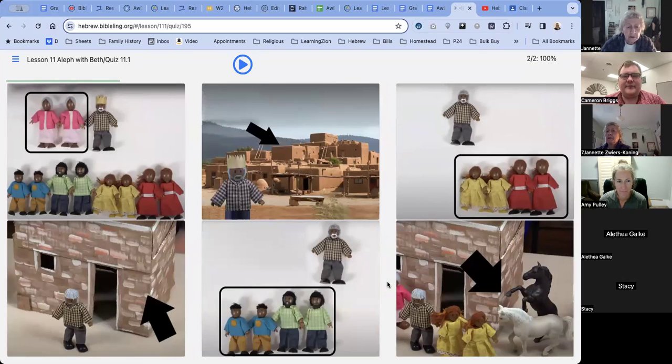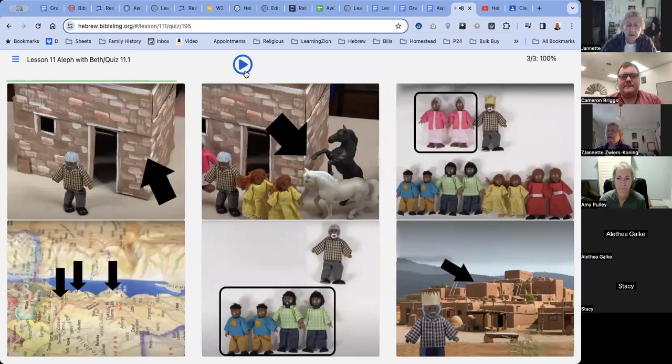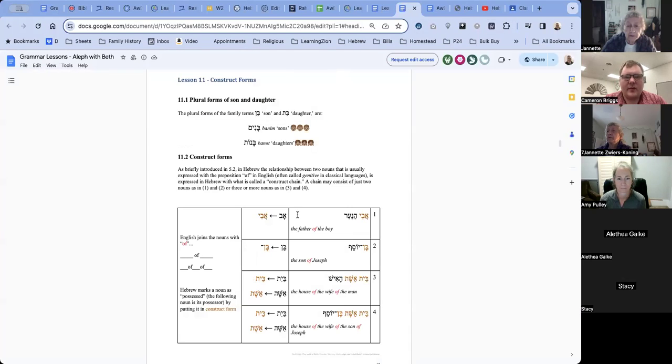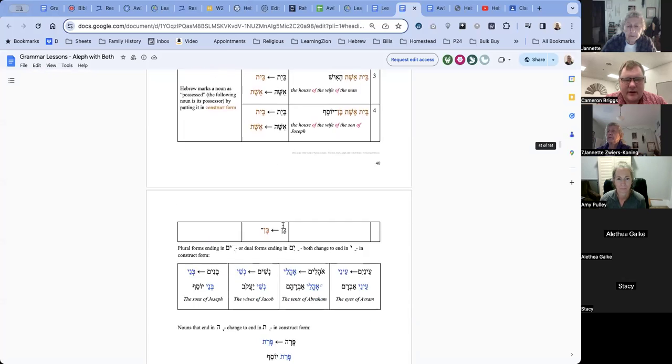Banot. It's the daughters, isn't it? On the top right. Banot. I couldn't tell the difference in the pronunciation of daughters, bat and banot. It's the same word, but I think there's a little bit different emphasis. Isn't that correct? Yep, exactly.